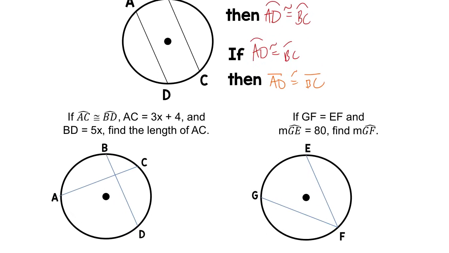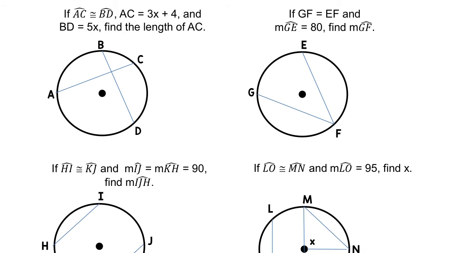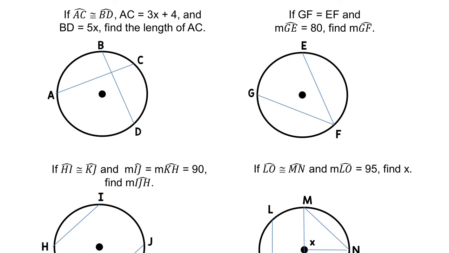Now, let's look at these chords below and see if we can find the missing information. If chord AC is congruent to chord BD, so these are the same, and AC is 3x plus 4, and BD is 5x, find the length of AC. Well, these chords are congruent, so we can say that 3x plus 4 is equal to 5x.